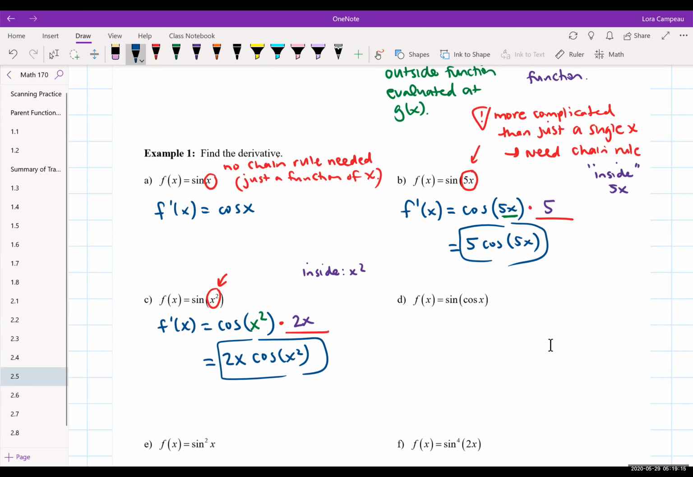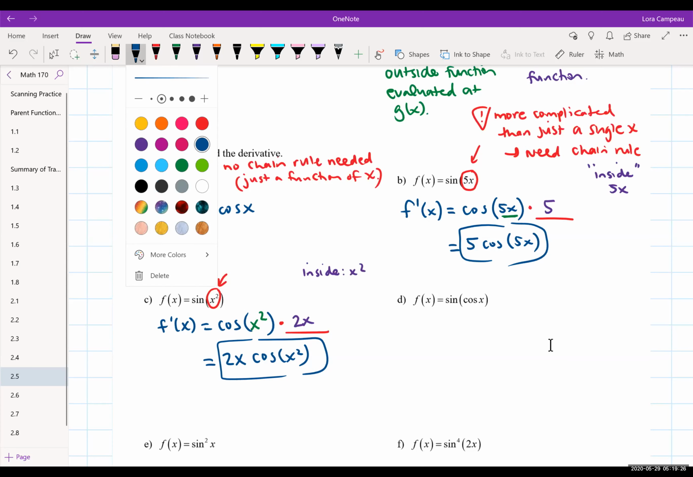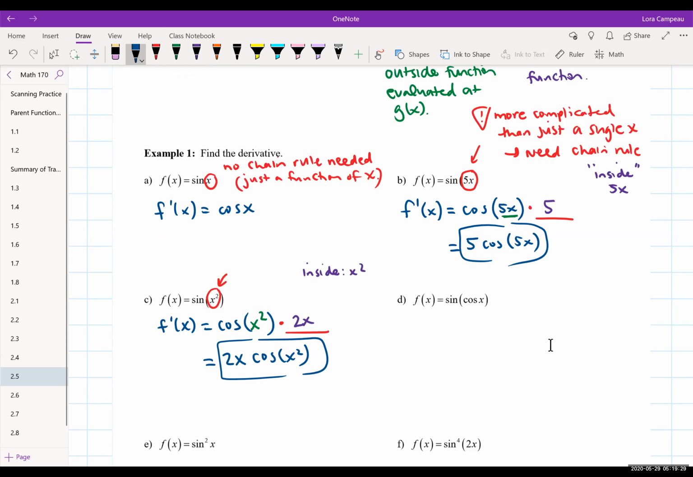I keep playing with the sine just so I get the hang of it. These things will change, and you'll see in your homework, you'll have a lot of time to practice. If we're going to take the derivative of part D, f prime of x, the first thing I notice is I have a composition of functions, and the argument is more complicated than just a single x. I can name the outside and the inside. In this case, my inside function is cosine of x.